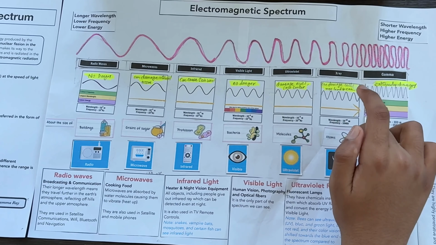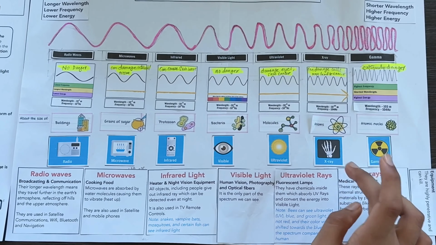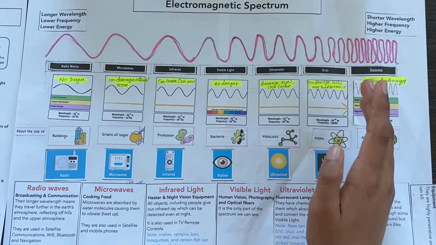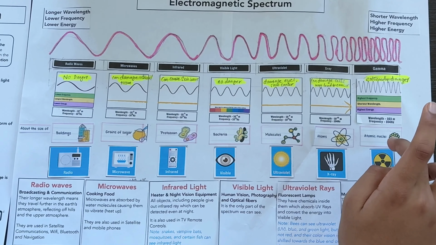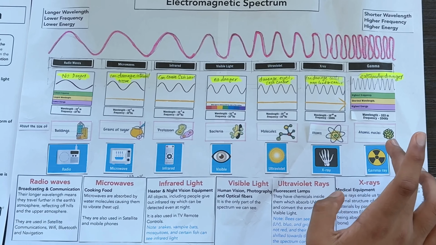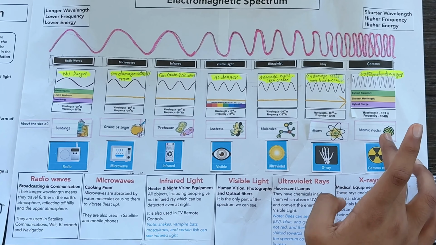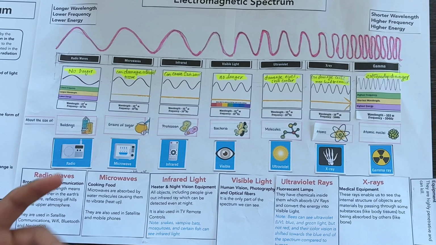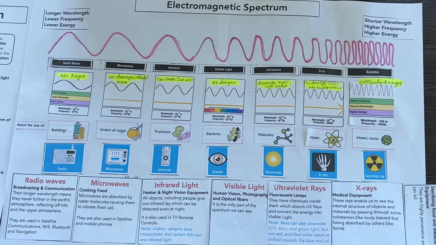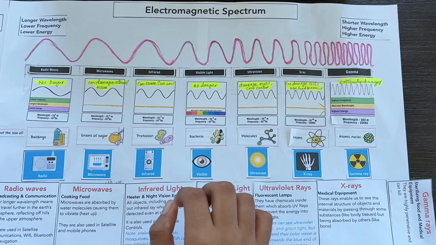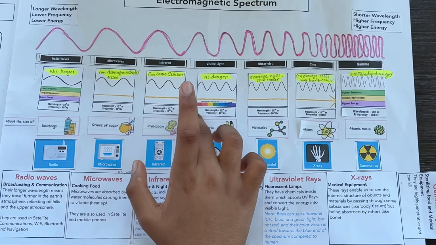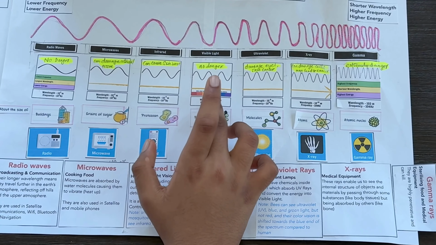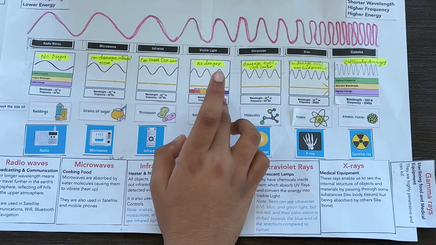Next, we have X-rays, which are around the size of atoms, mainly used for medical equipment. And lastly, we have gamma rays, which are around the size of an atomic nucleus, which includes protons and neutrons. They're mainly used for sterilizing food and medical equipment and killing the germs that could be located on it. And visible light is split into 7 different colors: red, orange, yellow, green, blue, indigo, and violet.